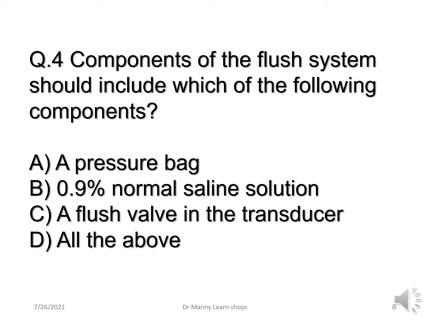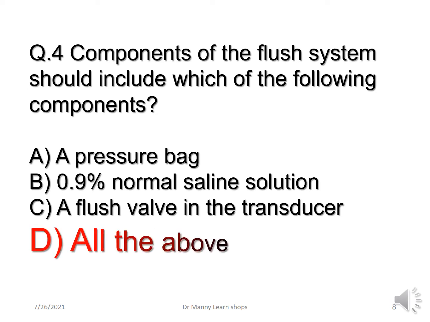What about components of a flush system? They should include which of the following, which we've covered previously. A, a pressure bag. B, normal saline solution, sterile of course. C, a flush valve in the transducer, or D, all of the above? The correct answer is all of the above.